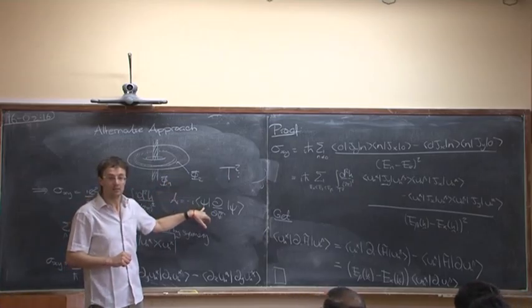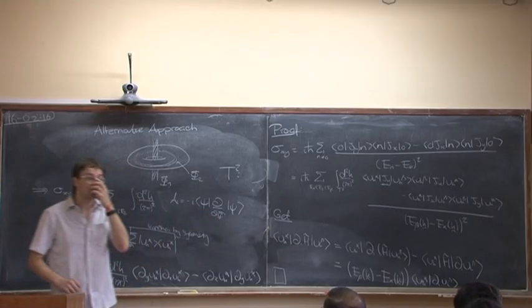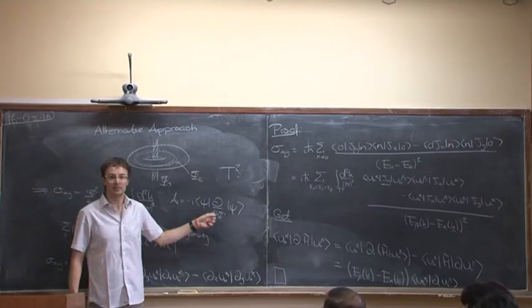And I guess in the case of the periodic system, the two are the same because when you thread a flux, you shift k by the flux. So derivatives with respect to the flux are the same as derivatives with respect to k. So the two formulae are the same. So you can rewrite this formula in that language and then generalize to disorder.